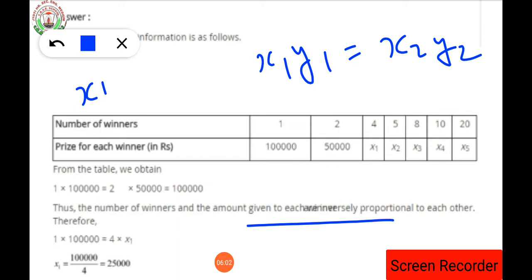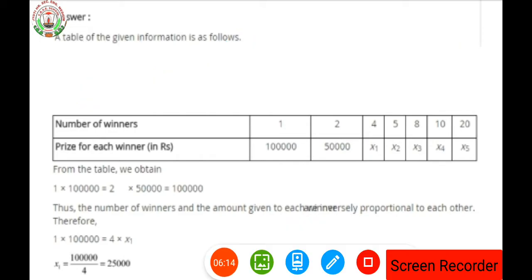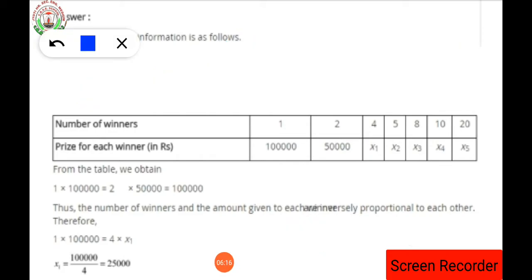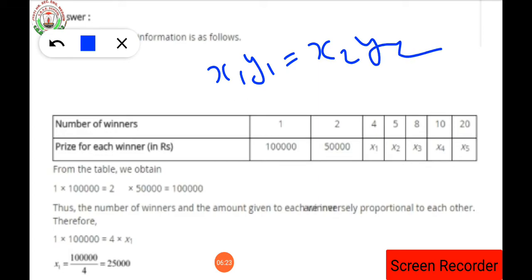x1 is to y1 is equal to x2 is to y2. This is direct proportion. But in the inverse proportion, what we have is x1 into y1 is equal to x2 into y2. This is the formula. So here x1 we will consider as the number of prizes. Since x1 and x2 have been taken, we can change the alphabet to c1, c2 like that, or z1, z2.